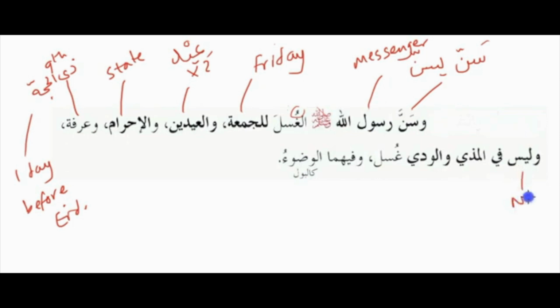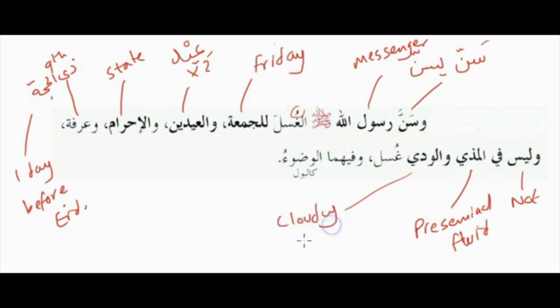Laysa, not, it's a negative. Fi. Madhi is pre-seminal fluid. Wadi is a cloudy fluid. It's a thick cloudy fluid that comes out after urine from the male genitals. Ghusl is a bath, or fihima, in them, is wudu. So that's the explanation of the words.